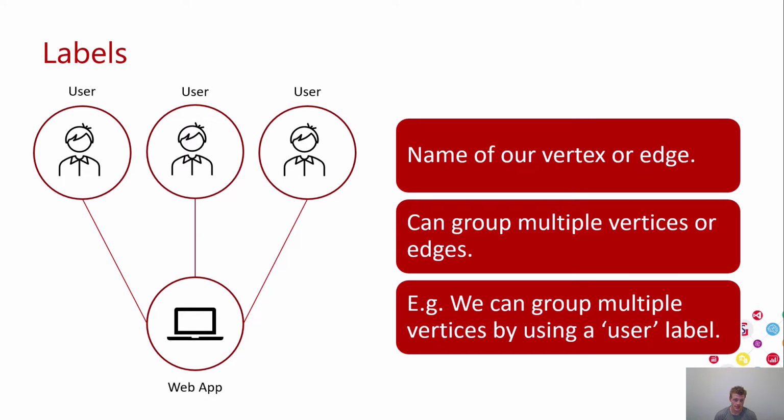our graph. So in this example here, we can group multiple vertices by using the user label that are associated with this web application. A real basic example, but that's how we can use labels to put those people entities within a user label within a user set.